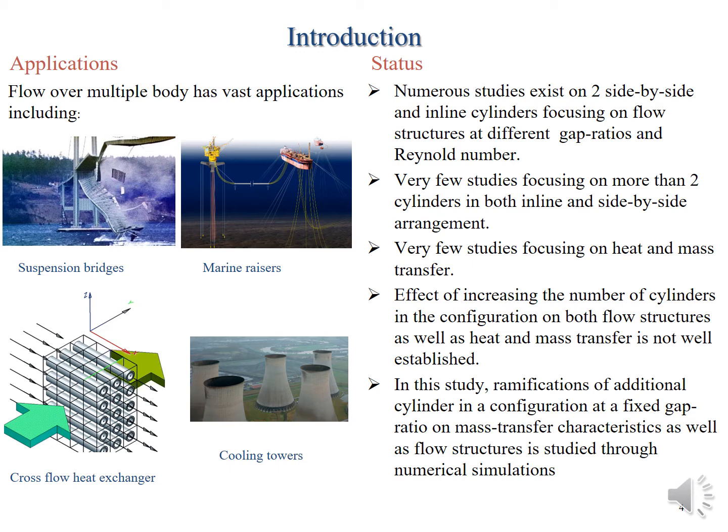Even fewer studies focus on the heat and mass transfer characteristics of a group of cylinders in cross flow, either inline or side-by-side cylinders. So in this study, we are going to be focusing on the effect of an additional cylinder on an existing configuration of a particular gap ratio and a particular Reynolds number. So that is what we are going to be talking about today.